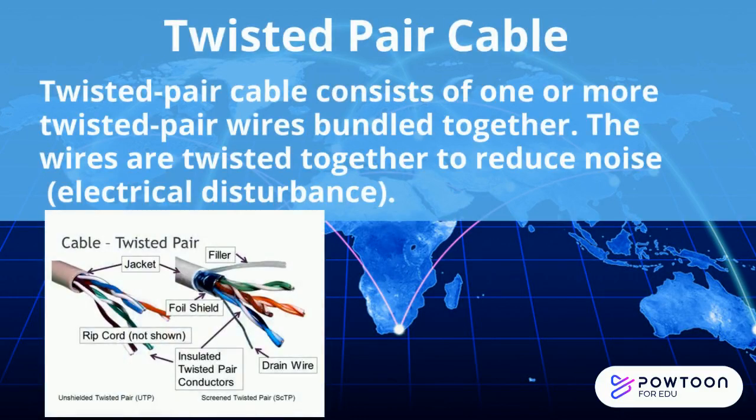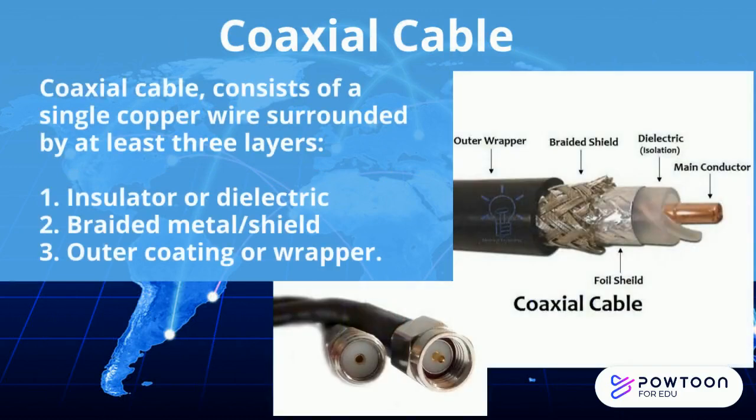Twisted pair cable consists of one or more twisted pair wires bundled together. The wires are twisted together to reduce noise or electrical disturbance. Coaxial cable consists of a single copper wire surrounded by at least 3 layers: insulator or dielectric, braided metal or shield, outer coating or wrapper.